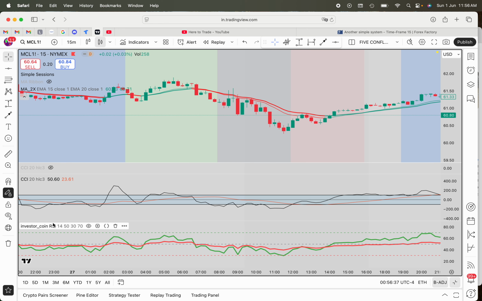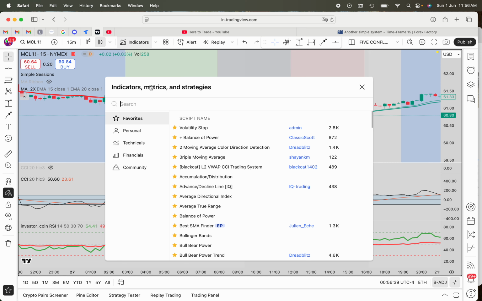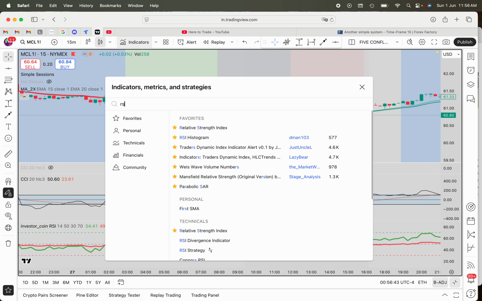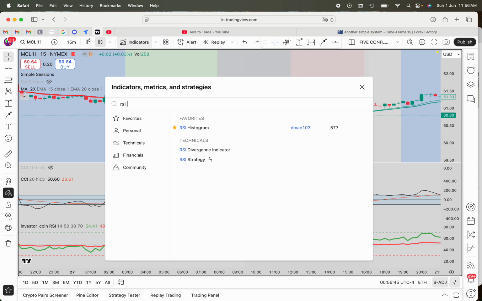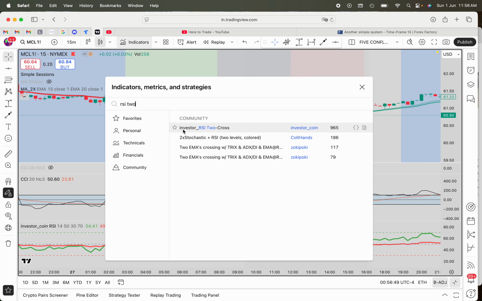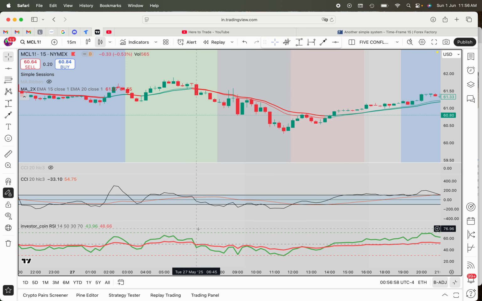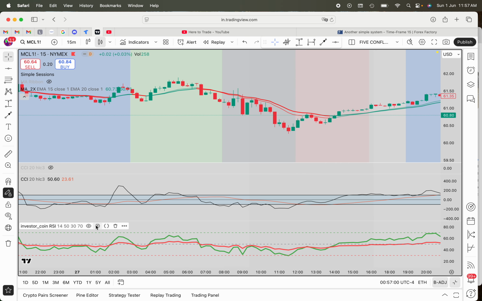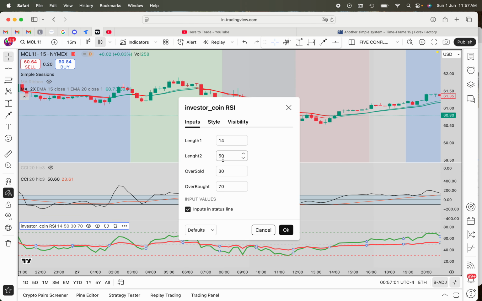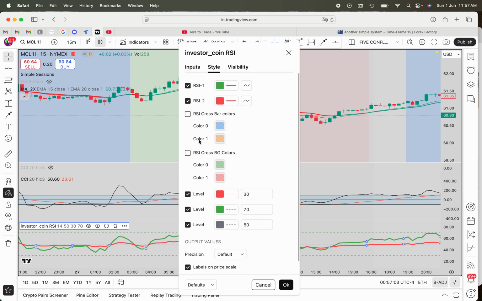And I was just digging around the indicators here on TradingView, and I just typed in RSI 2, and I came up with this thing here by this person, Investor Coin. I'll make it a favourite. And all it is just two RSIs. I haven't changed anything. Here it is here. It's a 14 and a 50. That is it. I've just turned off all this other crap.